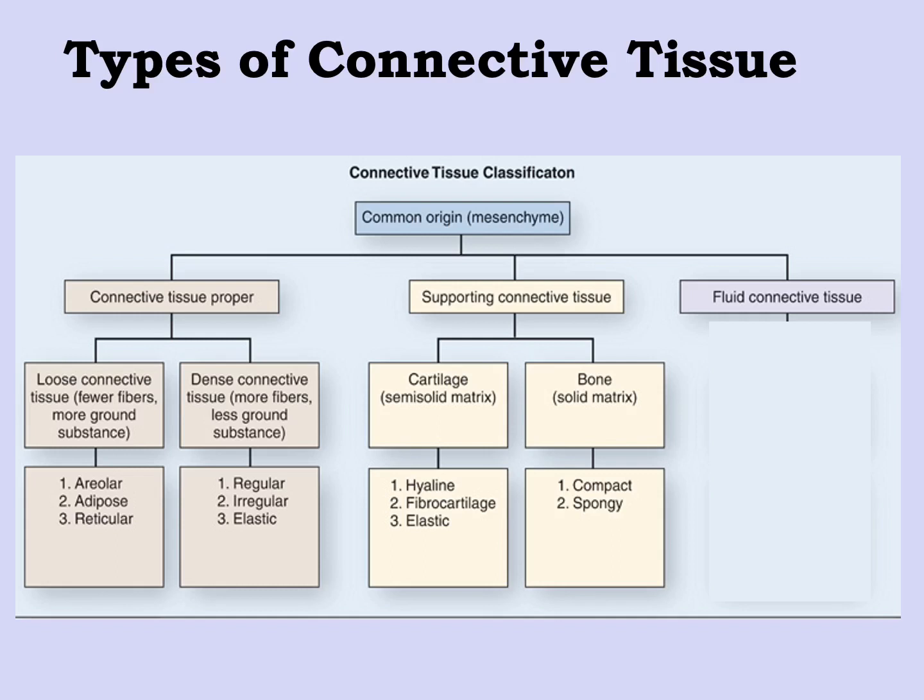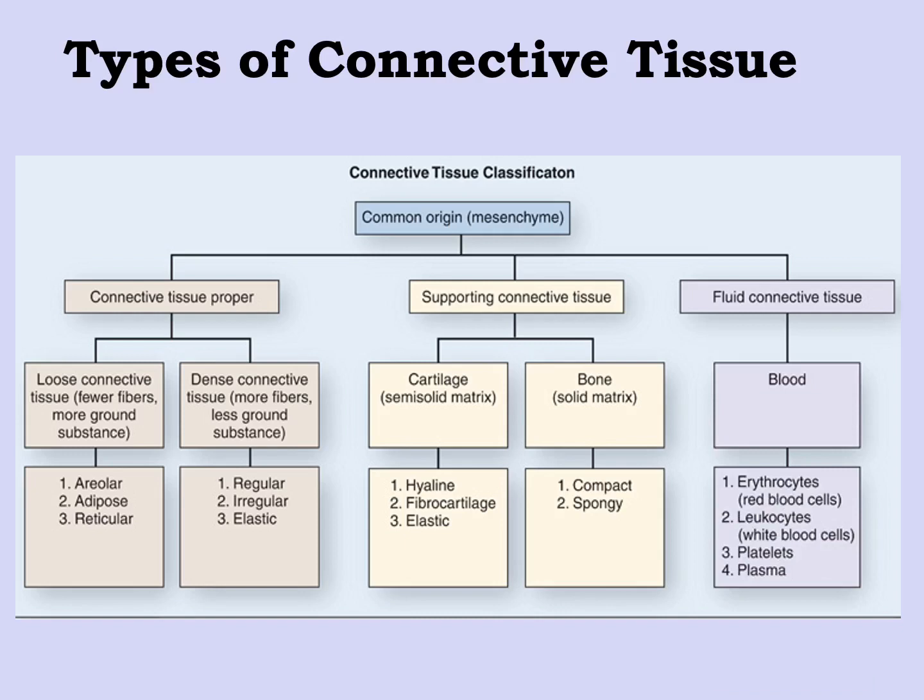The last type of connective tissue was referred to as the fluid connective tissue. And so the fluid connective tissue is going to be the connective tissue that's going to move materials around the body. The predominant fluid connective tissue is blood. However, lymph will also fall underneath this classification of fluid connective tissue.